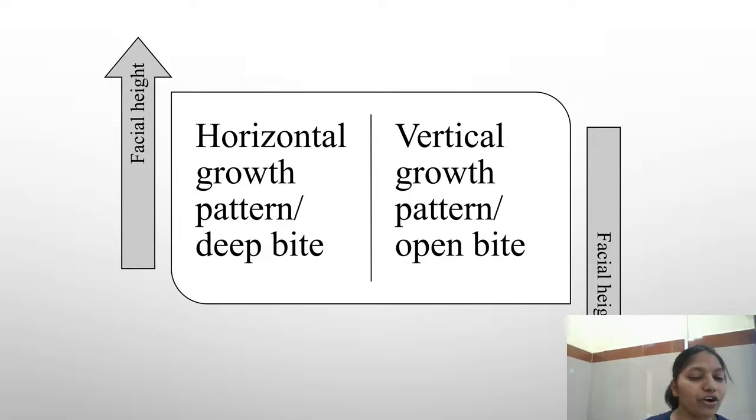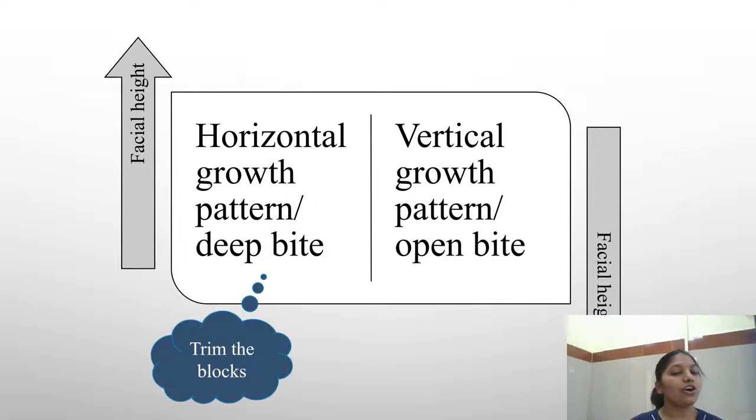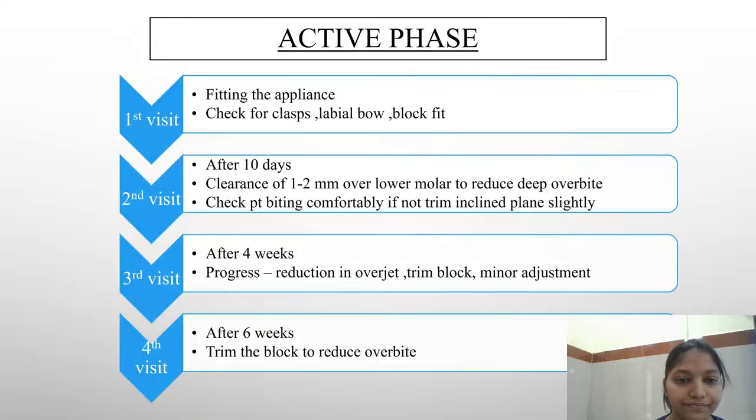If you consider the trimming of the block, in the horizontal growth pattern trimming of the block is indicated. It increases the facial height, and it is contraindicated in the vertical growth pattern. Active phase: in the first visit, the fitting of the appliance is done, and check the clasp, labial bow, and the twin block fit. In the second visit, after 10 days, clearance of 1 to 2 mm over the lower molar to reduce the deep overbite, and check that the patient is biting comfortably. If not, trim the inclined planes accordingly.